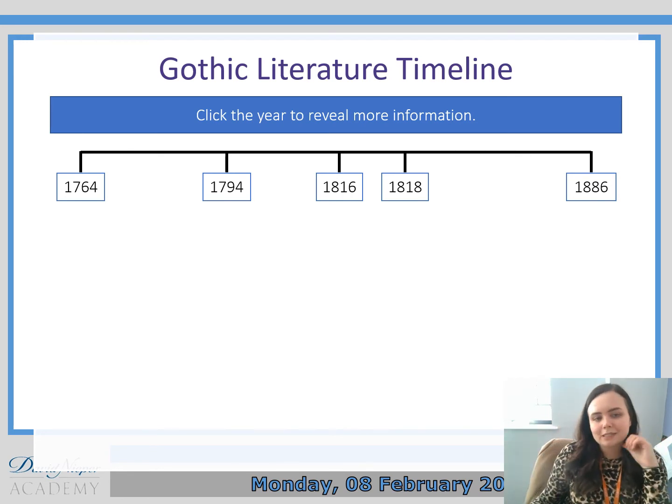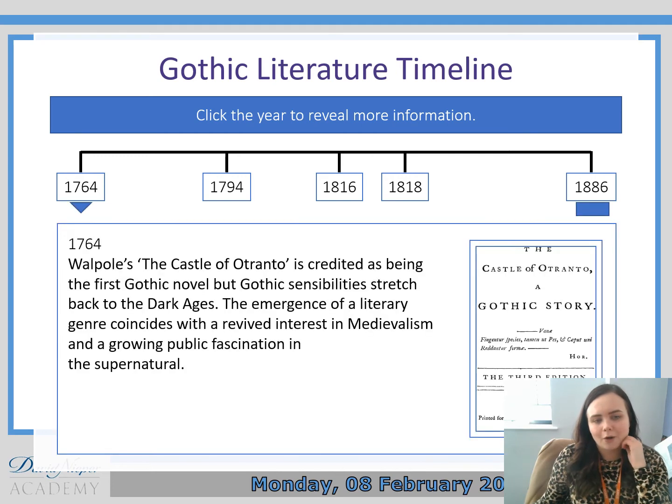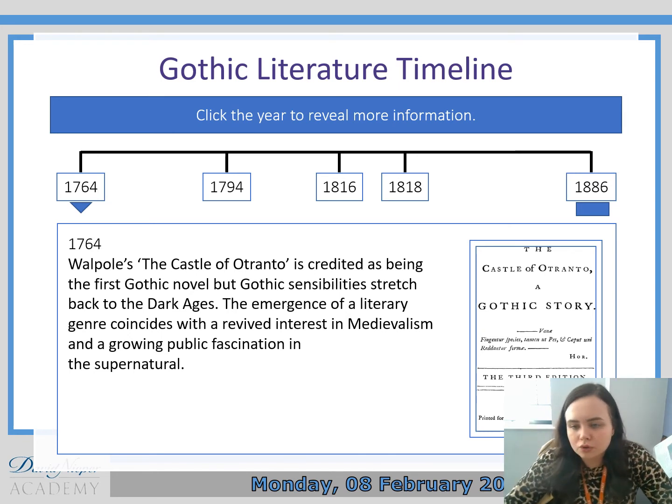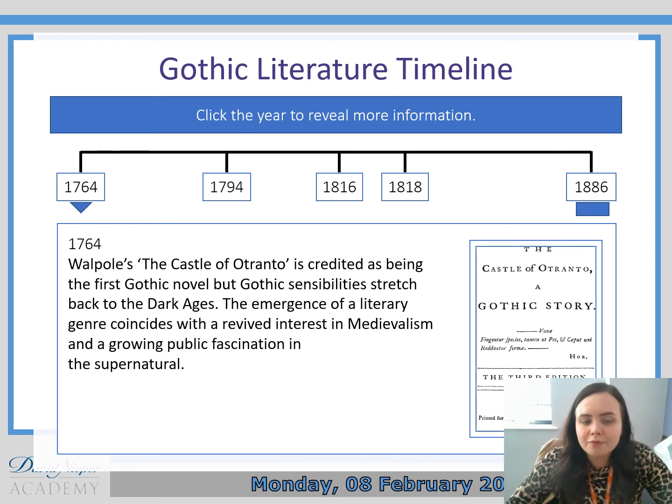So in 1764, which is an important date for us, was the first Gothic novel. It was called The Castle of Otranto. The reason it was decided to be the first Gothic novel was because it had the first Gothic sensibilities, the first kind of Gothic features.